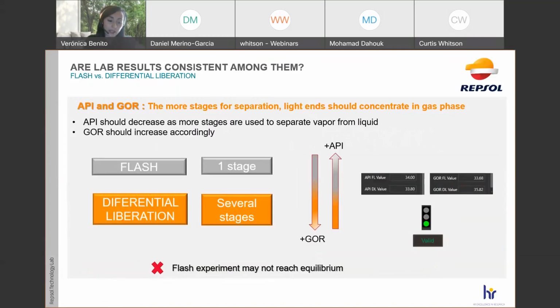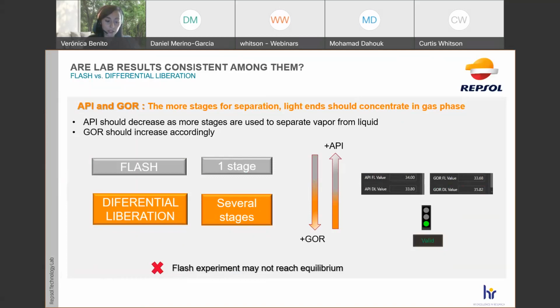And now, after showing you some examples of the individual consistency check of the PVT experiments, the following step should be to evaluate the consistency of the experiments among them, no? As explained initially. We are going to show you two different samples, one for oil samples and another for gas samples. The first one shown here is to compare the API and GOR obtained in the flash experiment versus the ones obtained in the differential liberation experiment.